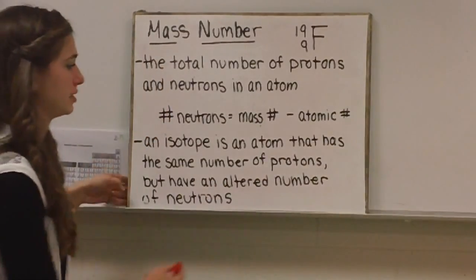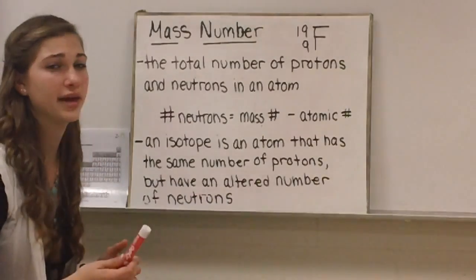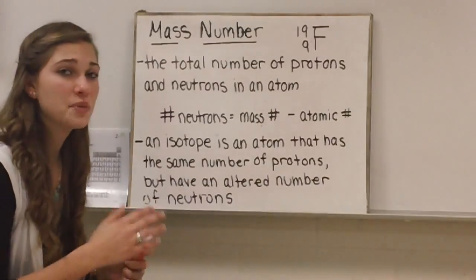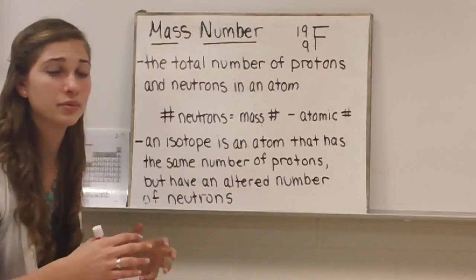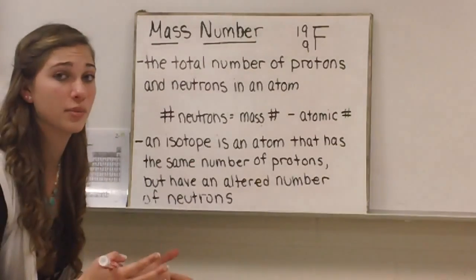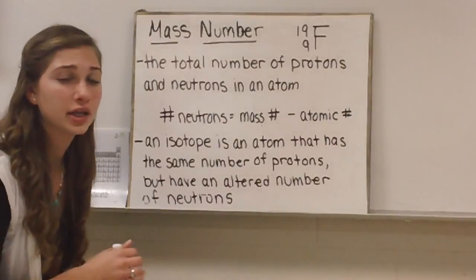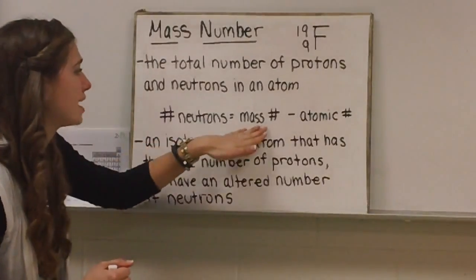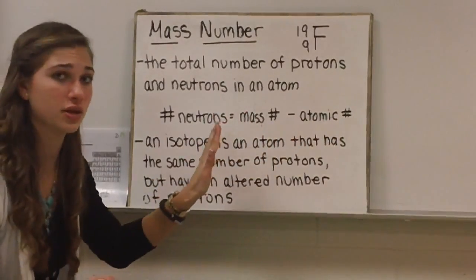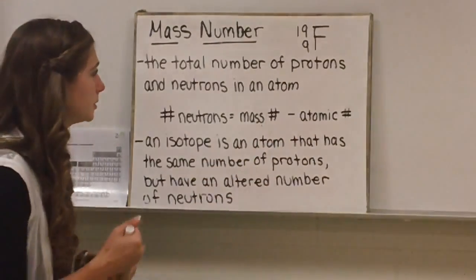So now we have to talk about mass number. Mass number is the total number of protons and neutrons in an atom. Something that will help you remember this, we talked about before how protons and neutrons make up the majority of the mass. So the mass number is what consists of the majority of the mass, which is protons and neutrons. So in order to calculate our number of neutrons, we have to do our mass number minus our atomic number. Mass number is protons and neutrons together, and atomic number, what we just went over, is just protons.